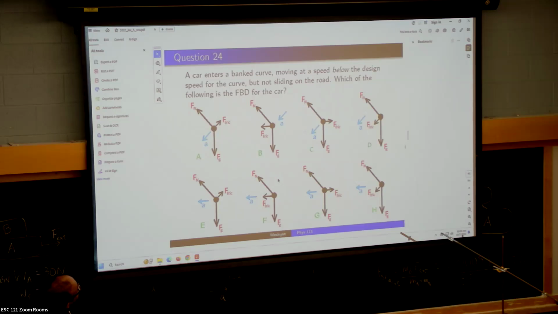So we can imagine that. You can imagine the car is heading into the screen and turning left, which you can figure out from the normal force. And it is moving at a speed below the design speed for the curve, but it's not sliding on the road.